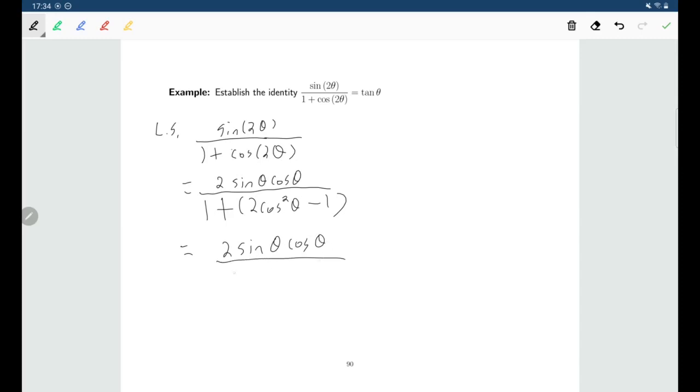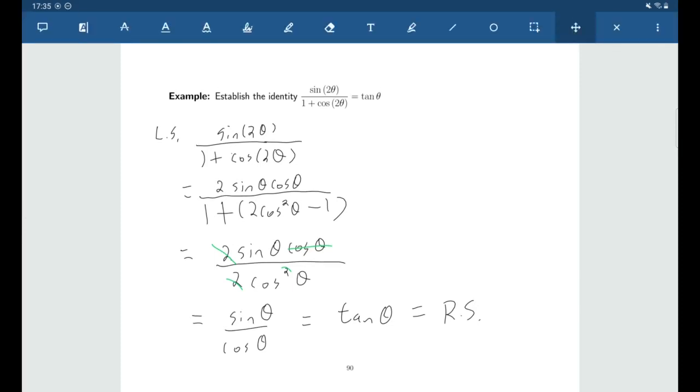And at this point, we can see that there's some things that are going to cancel just nicely. The 2 and the 2 for sure will cancel, and there's a cosine theta that you can cancel from the numerator and also the denominator. And that gives me just sine theta over cosine theta, which of course is the same thing as tangent of theta, which is the right side of our equation. So left side and right side are equal to each other, and there we go. We've established that identity.